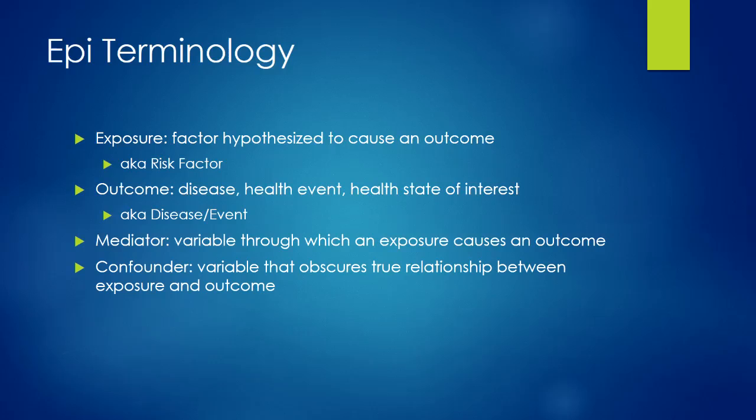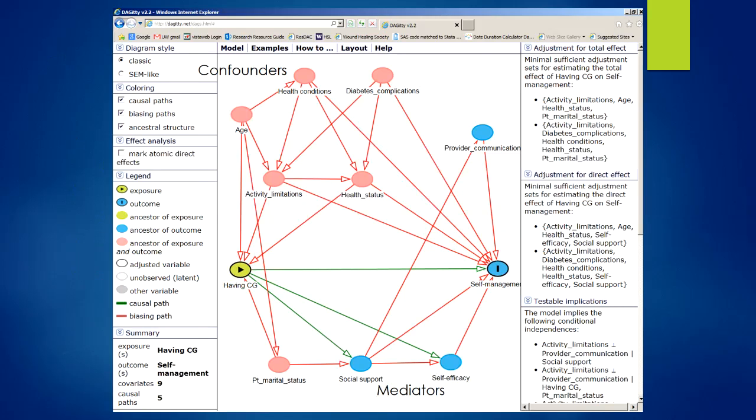So here's a graphical depiction that we'll come back to later that shows our primary exposure of interest is having a caregiver, and the outcome is self-management behaviors for chronic disease. And then there are all these other factors that might relate to this relationship that we're interested in. And some of those, primarily those in the top left of the screen, are confounders. So things like age, other health conditions, health status, and activity limitations.